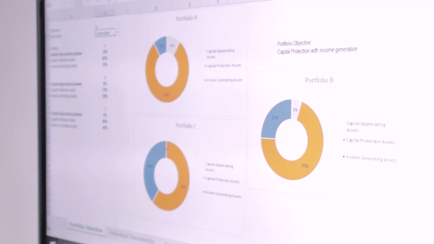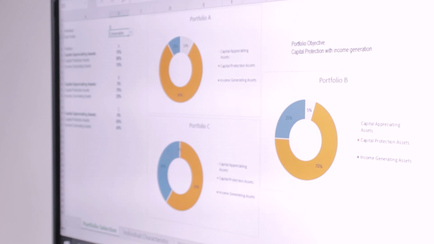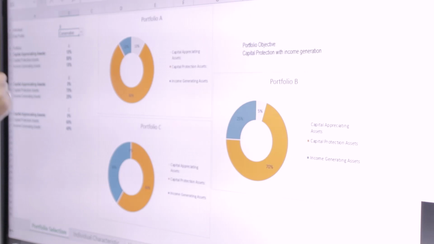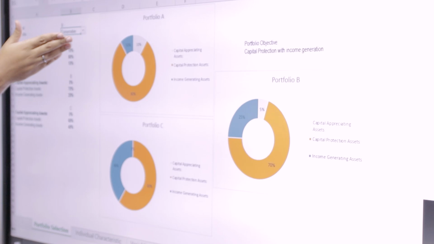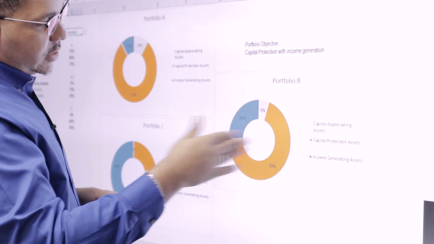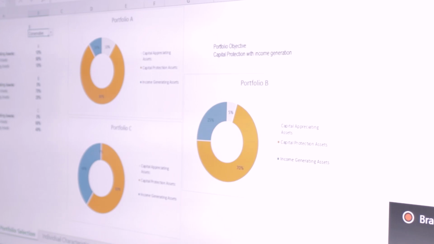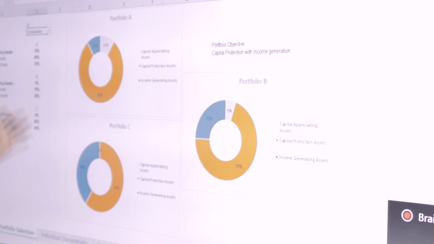After we determine her risk profile, which we agree is conservative, how are we going to assign this portfolio? Which one are we going to assign to her? Portfolio A, with 80% protection, 10% appreciation, and 10% income? Or portfolio B, which is 70% protection, 5% appreciation, 25% income generating? Or do we buy no form of appreciating asset, and do strictly protection and income? Which portfolio are you guys picking?